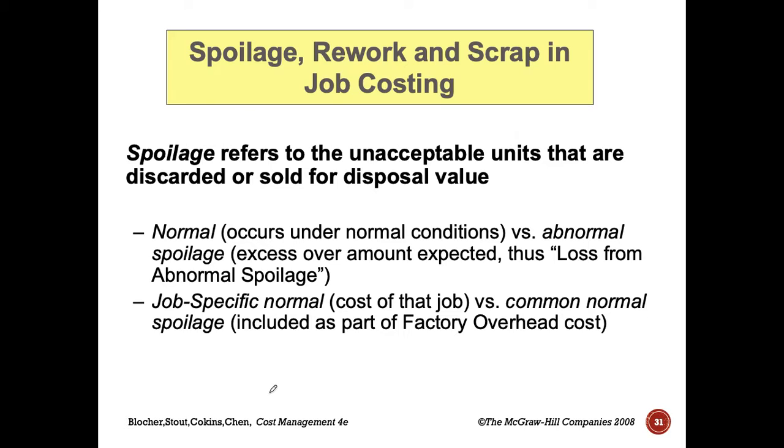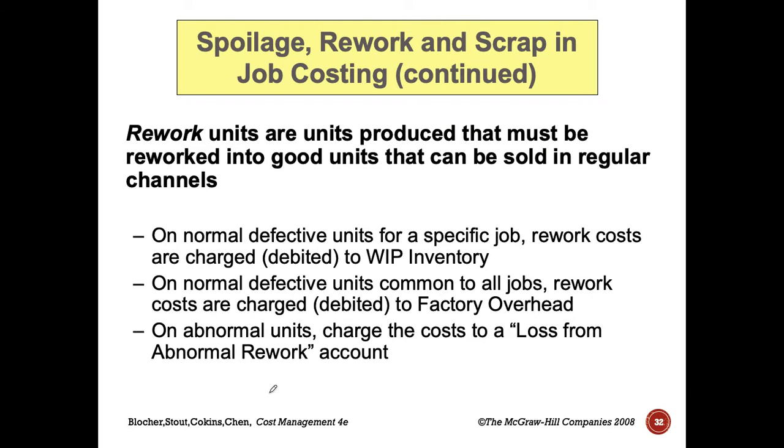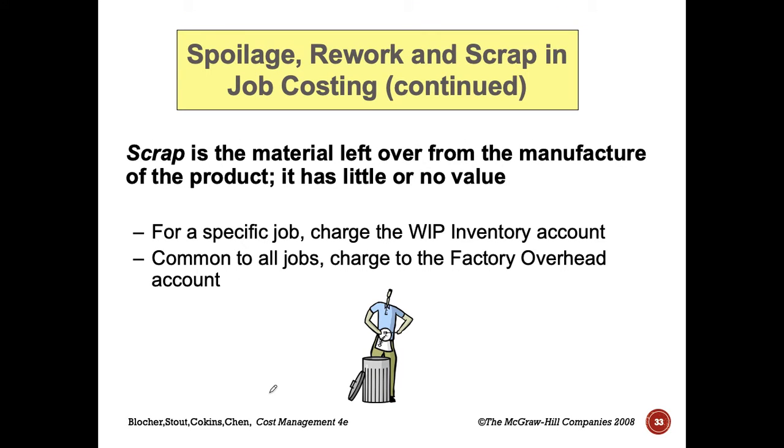Okay, now we move to the next slide. Spoilage, rework, and scrap in job costing. Spoilage refers to the unacceptable units that are discarded or sold for disposal value. Rework units are units produced that must be reworked into good units that can be sold in regular channels. Scrap is the material left over from the manufacture of the product. It has little or no value.